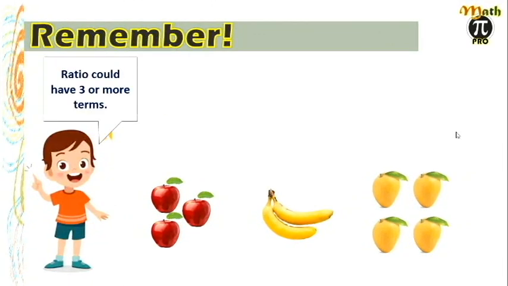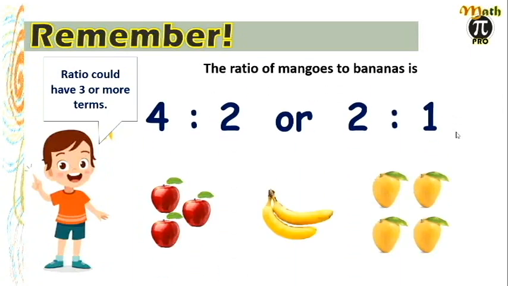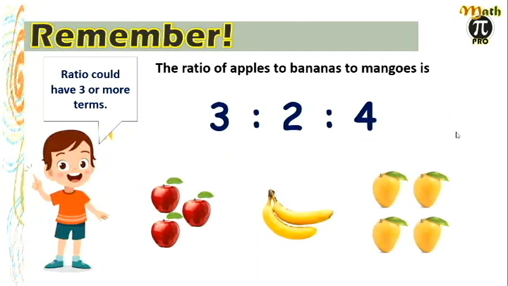A ratio could have 3 or more terms. In the illustration, the ratio of apples to mangoes is 3:4. The ratio of mangoes to bananas is 4:2, or in simplest form, 2:1. And the ratio of apples to bananas to mangoes is 3:2:4. When there are 3 terms in a ratio, we cannot write it anymore in fraction form.